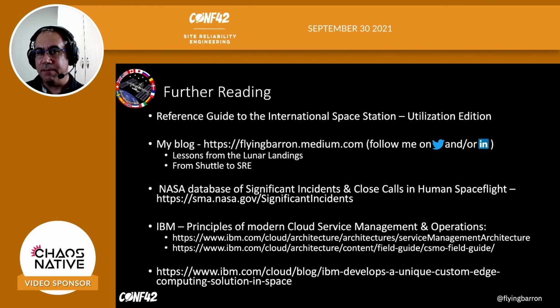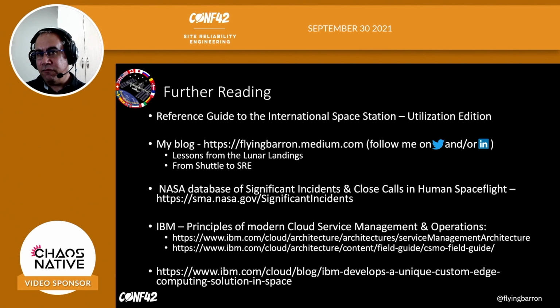I write a blog about these things and similar lessons, lessons from the lunar landing, shuttle to site reliability engineering. I think there's a lot of things that NASA learned in the 60s, 70s, 80s, which is relevant to the work that we do as site reliability engineers today. There's a lot we can learn from them, a lot of things we can be inspired from them, and this is my collection of such lessons. NASA has actually created its own public database of significant incidents in human spaceflights. Again, a link down here.